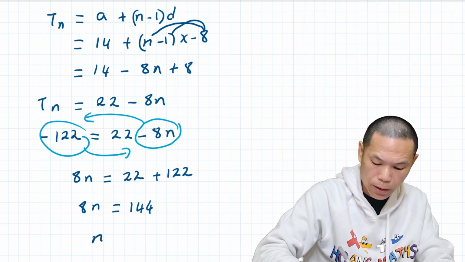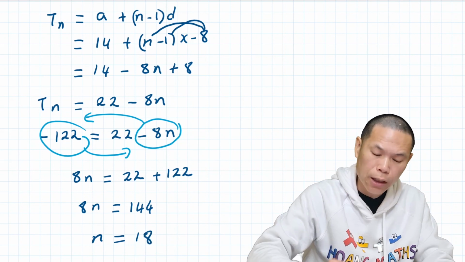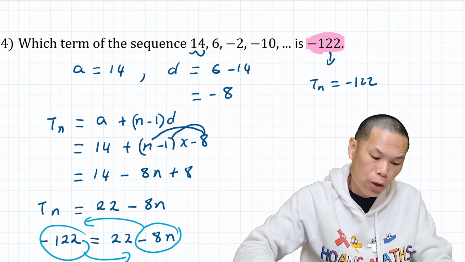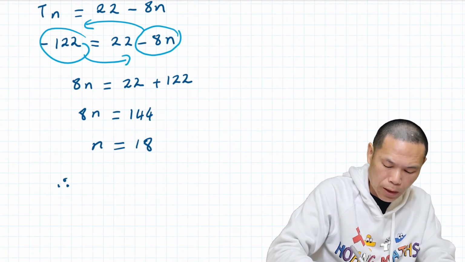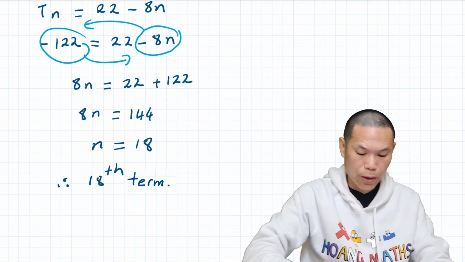So n is 18. So the question is asking for which term. So therefore, the 18th term. So there you go.